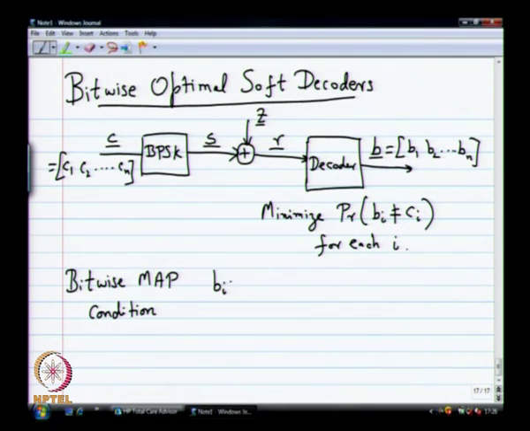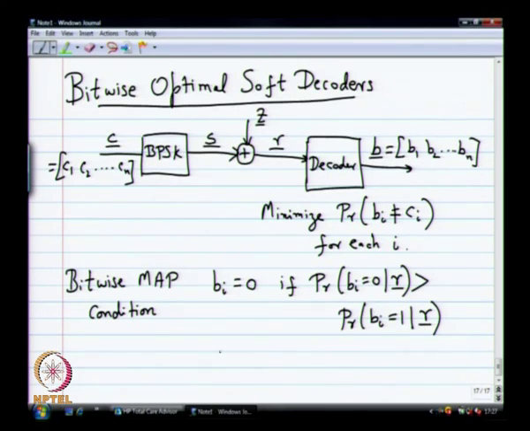You basically say Bi is 0 if probability that Bi is 0 given R is greater than probability that Bi is 1 given R. Okay, and you say Bi is 1 otherwise. It is very simple. You can use similar arguments to before to show that the decision you have to make is like this.